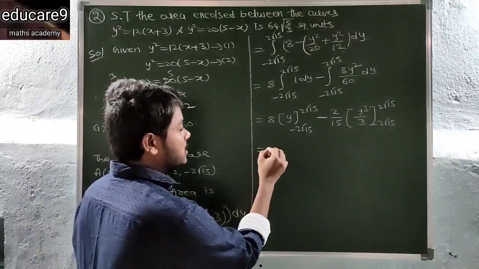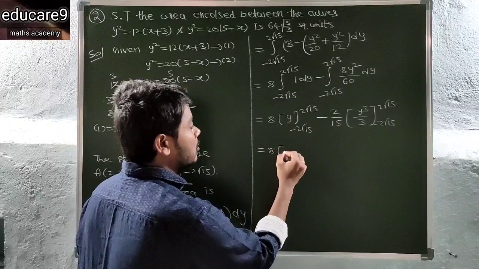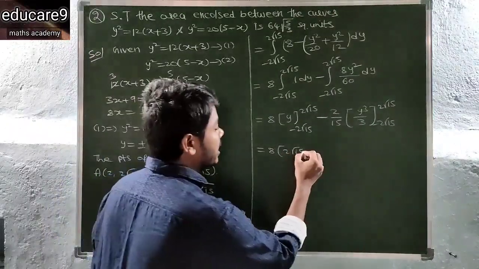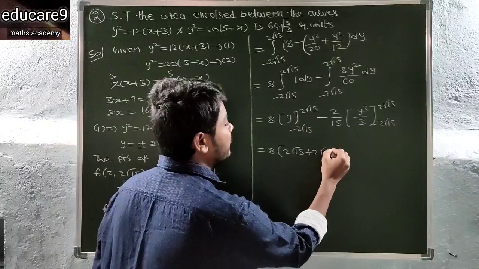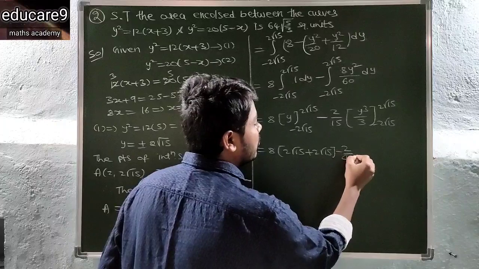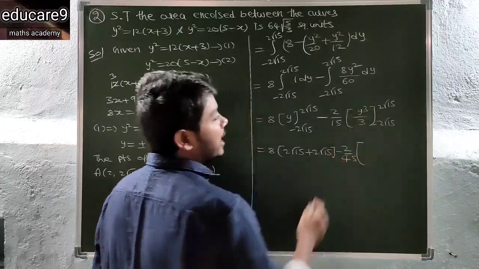Now apply the upper limit first, 2 root 15, minus the lower limit, again you will get minus, that is plus 2 root 15. So minus 2 by 15 into 3 45. So y cube.